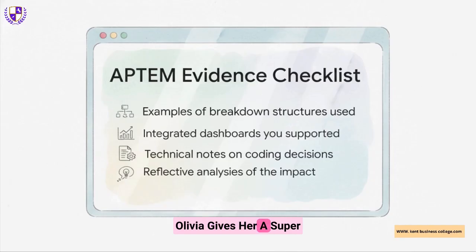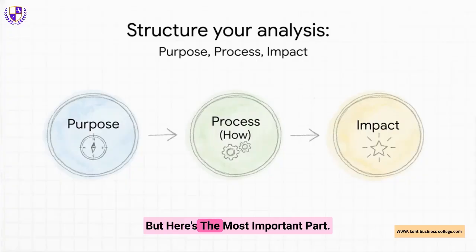Olivia gives her a super clear, no-nonsense checklist. She tells Jody she needs to upload actual examples of her work. This isn't a theory test, it's about showing what you did. So she needs to upload the breakdown structures she actually designed, screenshots of the dashboard she helped build, and maybe some technical notes explaining why she made certain coding decisions. Real, tangible proof. But here's the most important part.